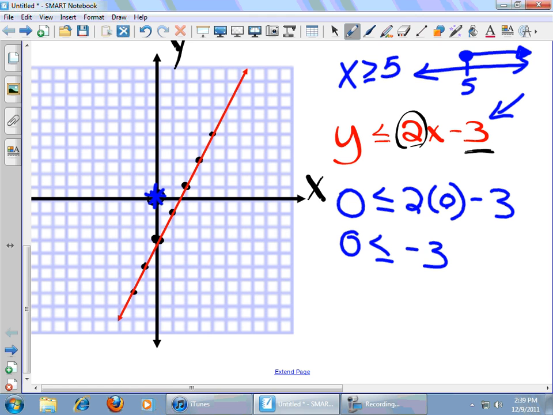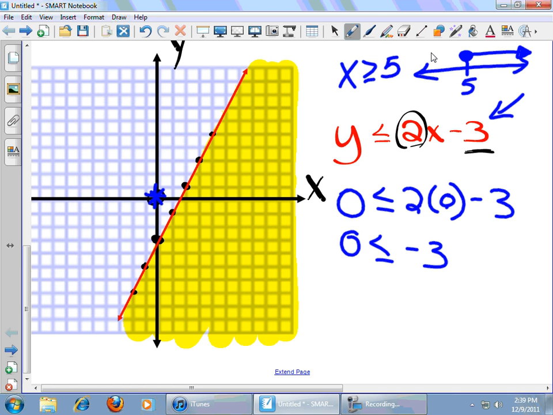Is this true? Is 0 less than negative 3? No way! I will not shade my test point. I will shade everything below. Ooh, I like the color. Look at that. I'm such a beautiful colorer. There we go, and that's good enough shading.